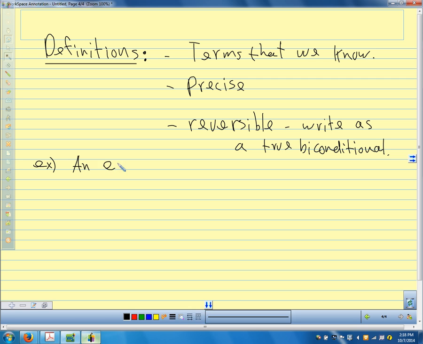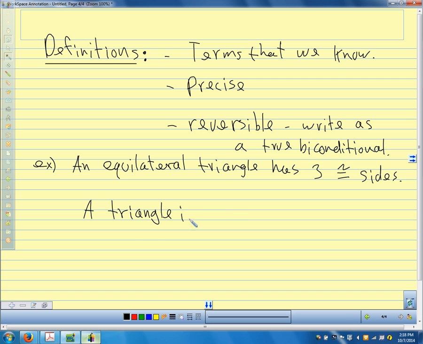An equilateral triangle has three congruent sides. So we want to decide, is this a reversible statement? Can we write this as a true biconditional? So if we wanted to write this as a biconditional, how would we write it? I'll start you out. A triangle is equilateral.